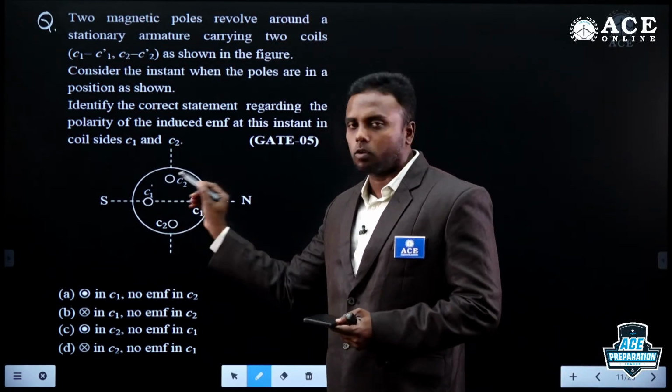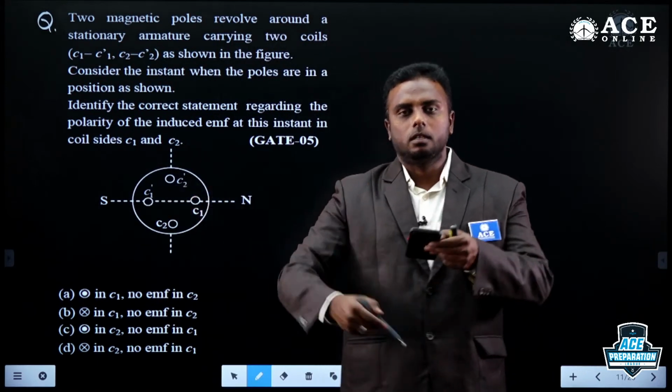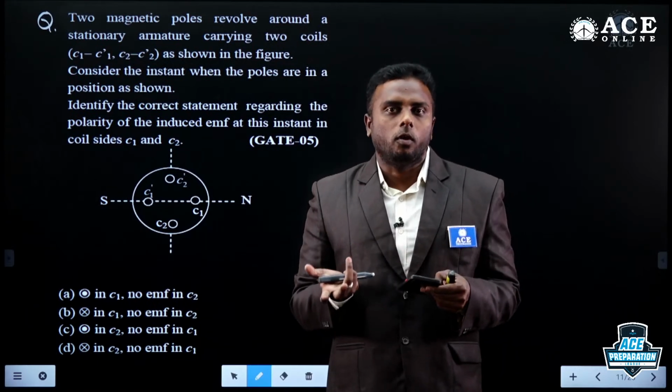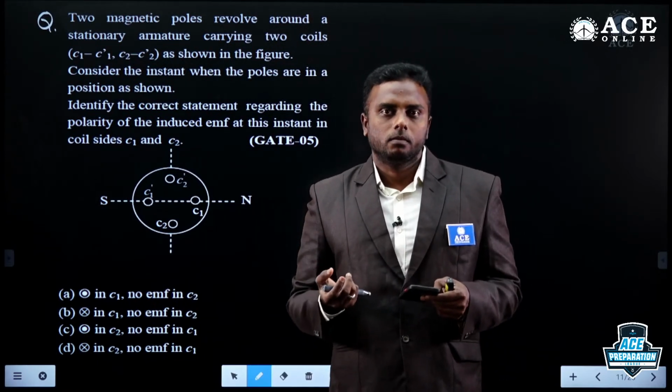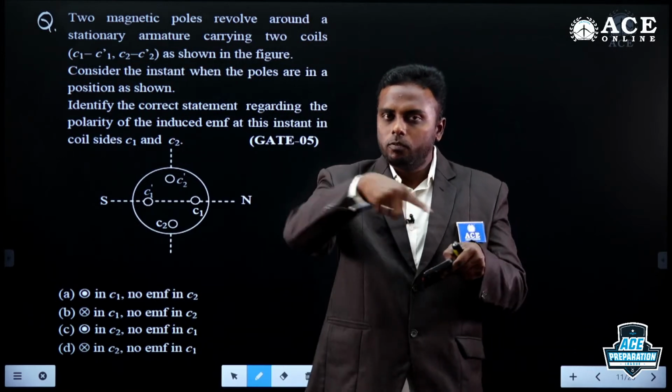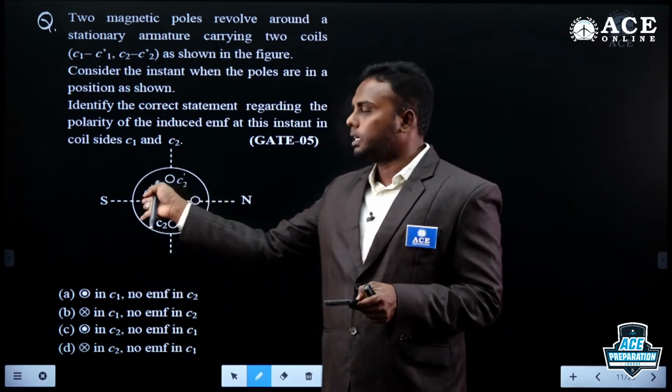C1, C1 dash is one coil. One coil means let us take a copper wire and wound like this, and this is called one coil. A coil may have any number of turns. And each coil always has two sides. Two sides will be there for one coil. This is one side, this is another side.